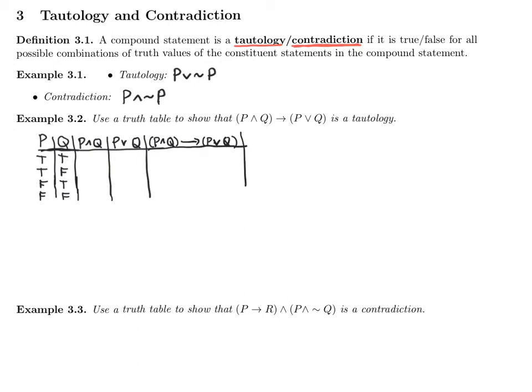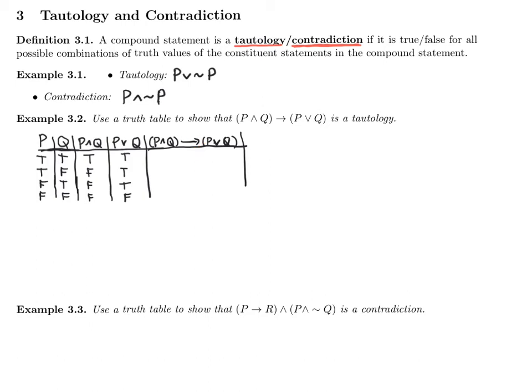We know that the and statement is only true if both of its constituent parts are true. So that's easy. That just comes straight from the definition. And P or Q is false exactly when both of its constituent parts are false. So that's false, and the rest is true. Okay. So here we have P and Q implies P or Q.